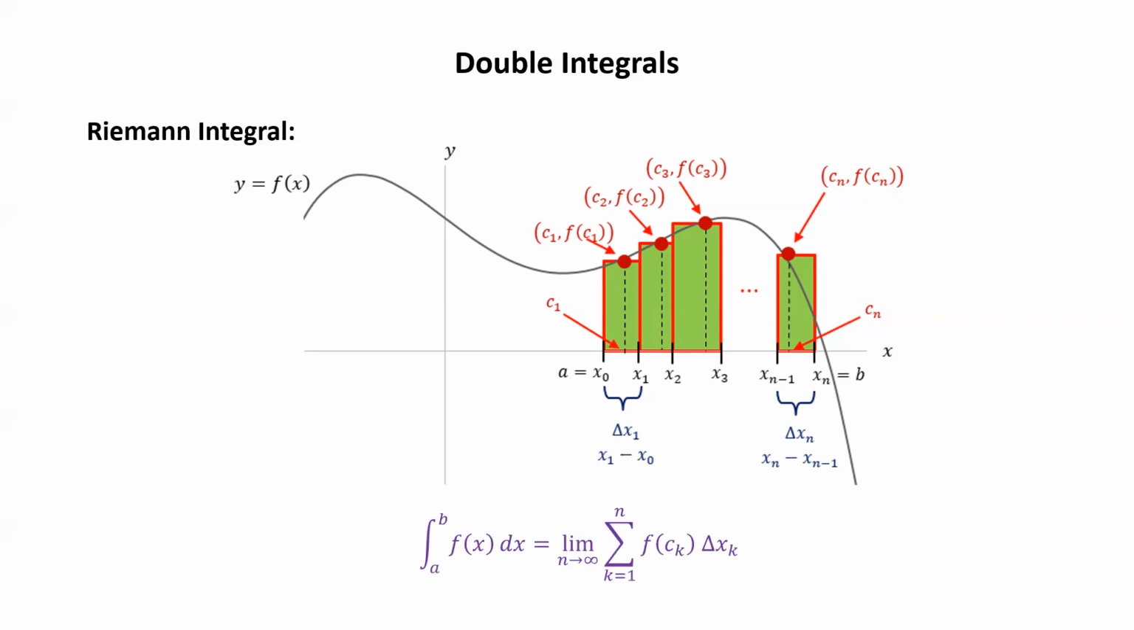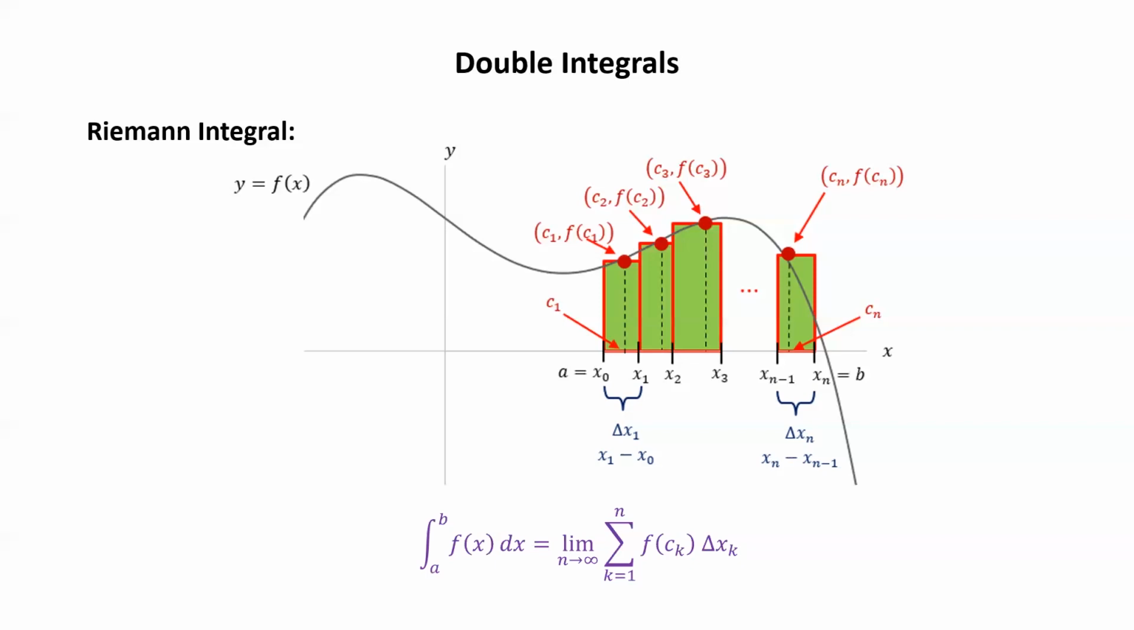So what we do now is we simply add up the areas of all those rectangles. In other words, we have f of C1, that's the height of the first rectangle, times delta x1, which is the length of that rectangle, plus f of C2 delta x2, and so on. We can write that in this summation notation using the Greek letter sigma. So we see we have sigma, k goes from 1 to n, f of ck delta xk. That's the sum of the areas of all those rectangles.